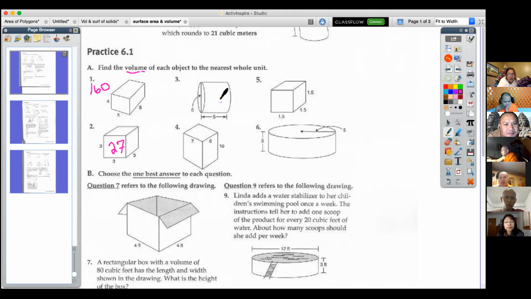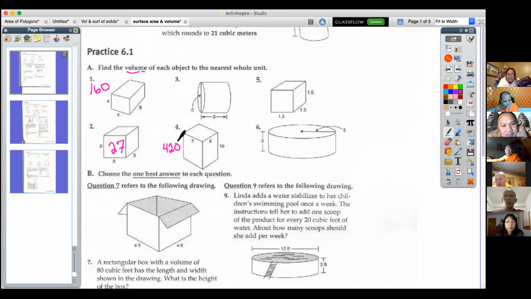To find the volume here, you multiply width 3, length 3, height 3. So 3 times 3 is 9, and 9 times 3 is 27. Very good. Number 4 is the same because it's also a prism. Number 4 is 6 times 7 times 10, which is 420.